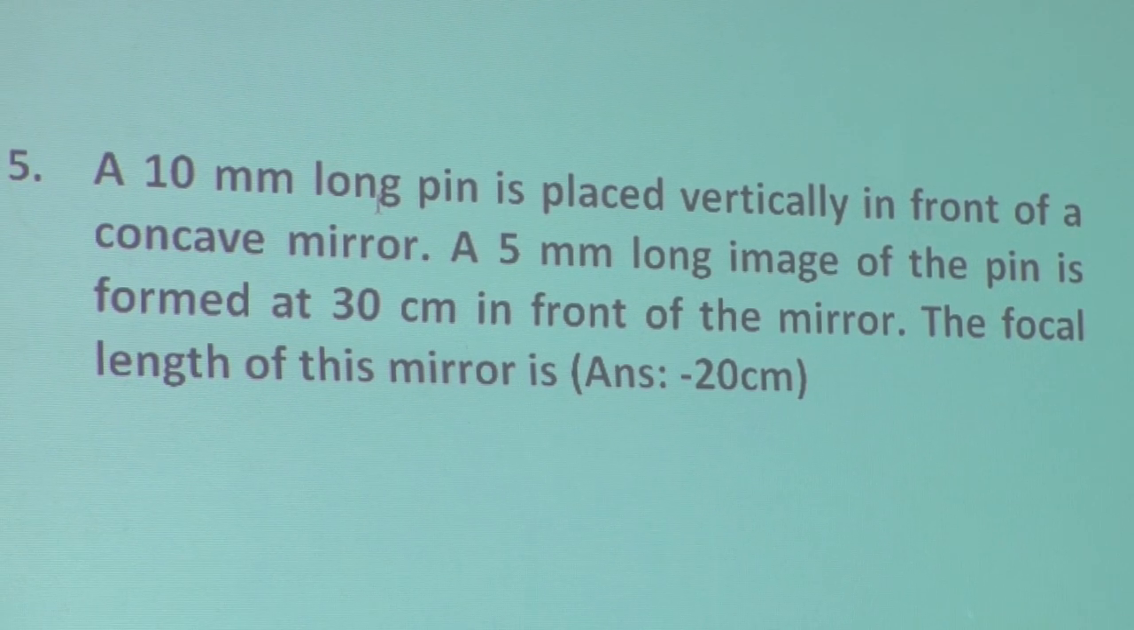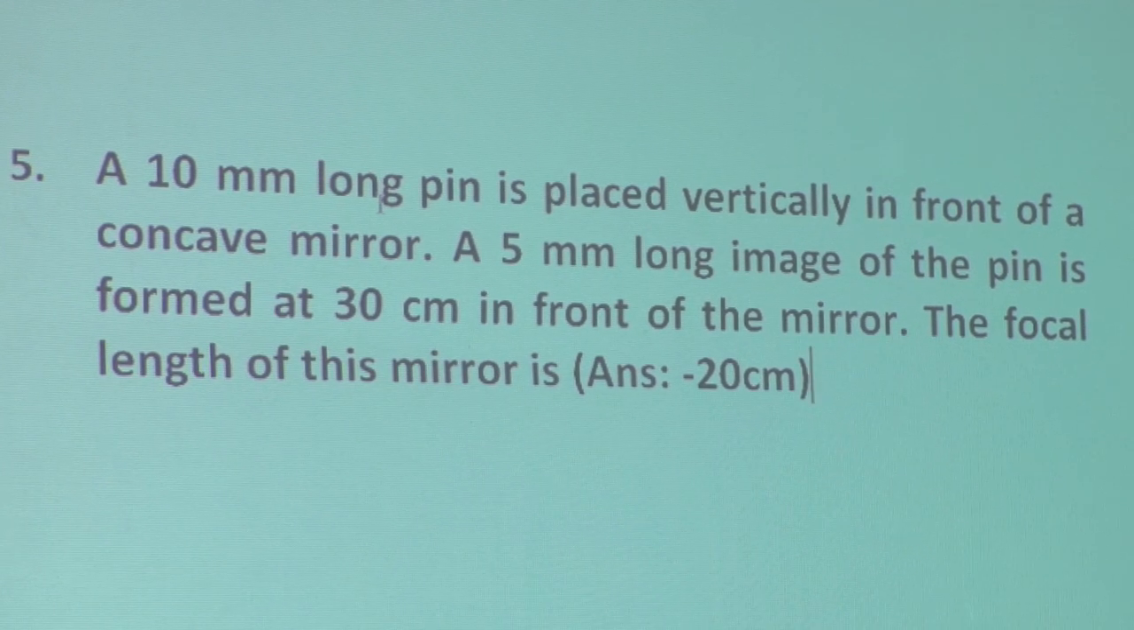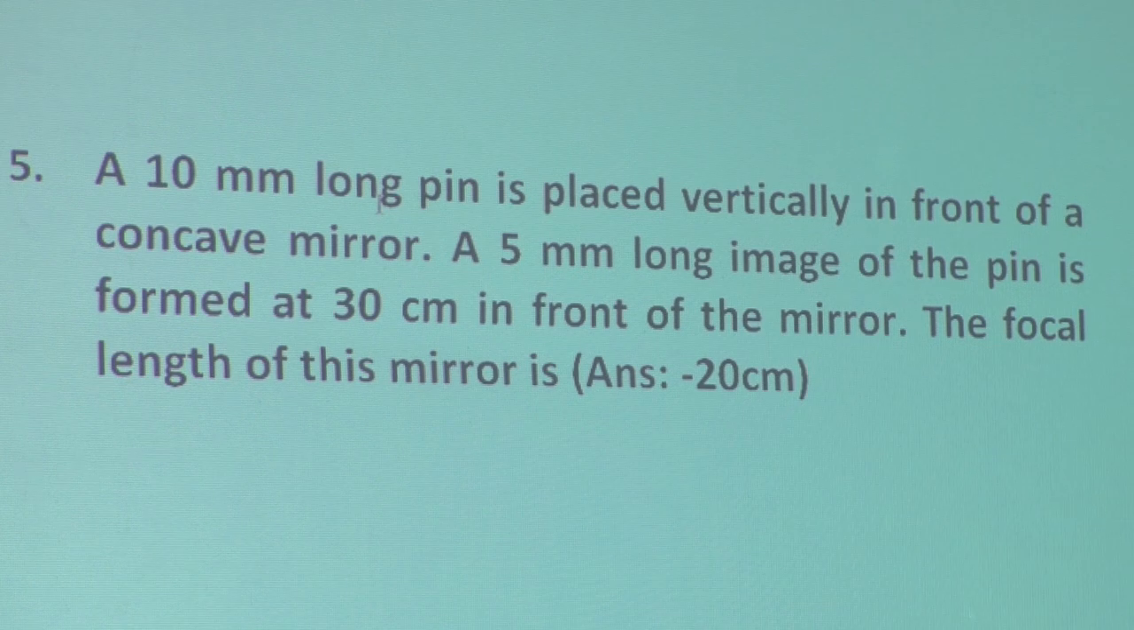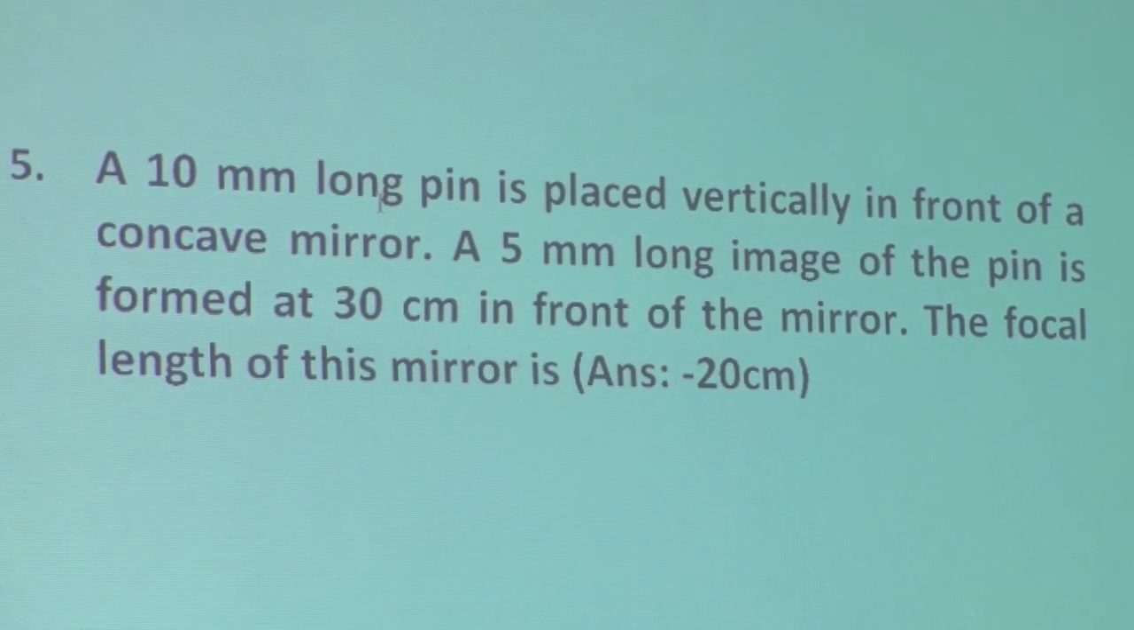So here the problem says a 5 millimeter long image of the pin is formed 30 centimeter in front of the mirror. So we got one clue. What is that clue? A concave mirror forms a virtual image only when the object is within the focus. This image is in front of the mirror, and in front of the mirror means it is a real and inverted image. That is sure, because a concave mirror forms an image in front of it only when it is real. Inside the mirror we get an erect image. So this is an inverted, real image.